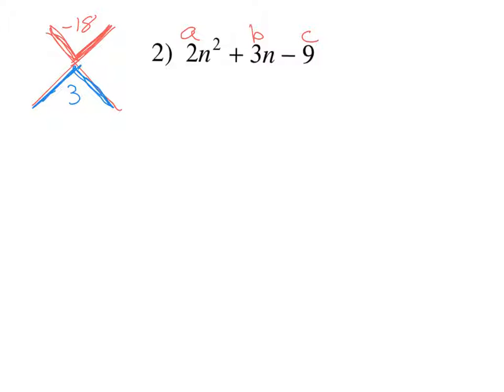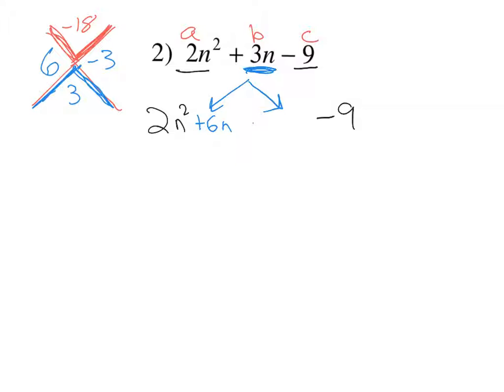So again, after listing all your possible factors, you're going to conclude that we end up with positive 6 and negative 3, because when you multiply those two, you get that negative 18, just like you're supposed to. When you add them, you get that positive 3. All right, so I'm going to leave this first term and last term alone. That 2n squared, I leave it alone. That negative 9, I leave it alone. It's always that middle term that you're going to split up using your two new factors. So one was positive 6n, the other was negative 3n.